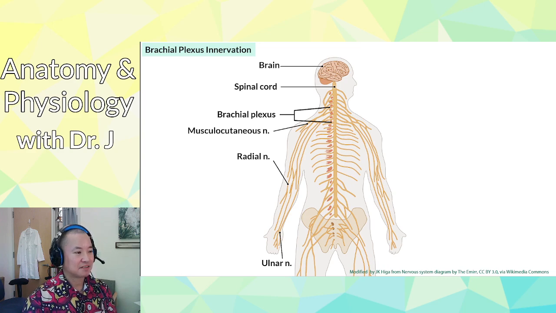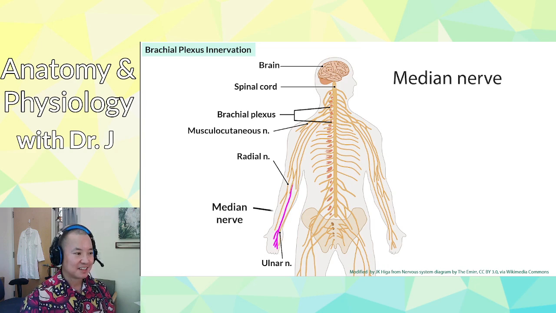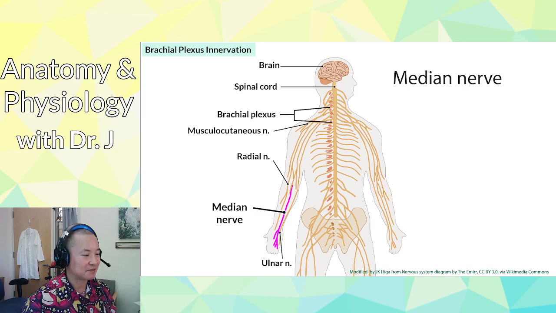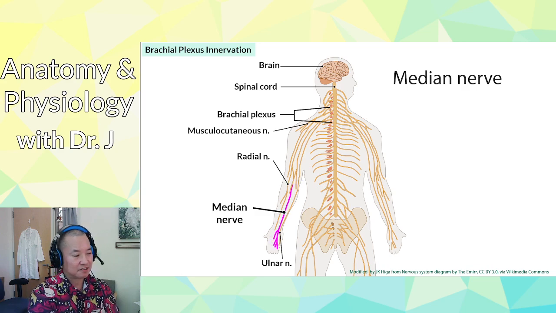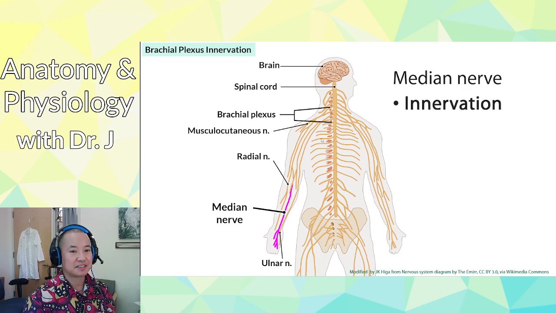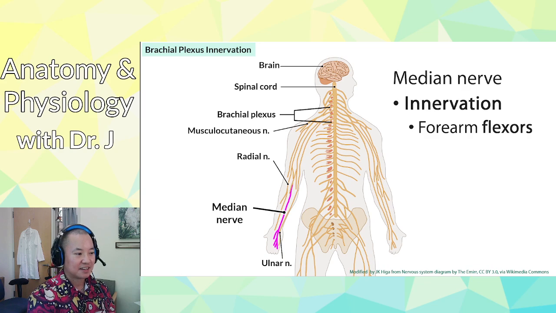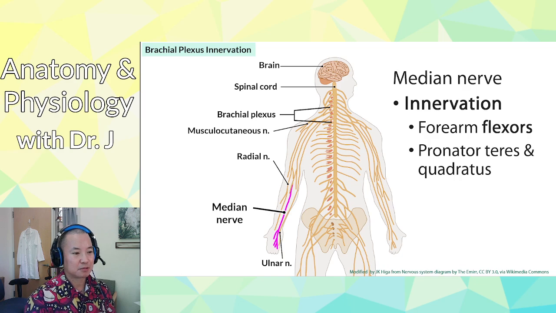Now let's talk about the brachial plexus. It has many branches, but let's focus on one in particular, a very important branch called the median nerve. As you can see, the median nerve runs from the elbow all the way down the middle of the forearm. What does it innervate? It innervates many things, including your forearm flexors, which flex like this, and also the pronator teres and quadratus. Pronation is when you go from here and turn like that.